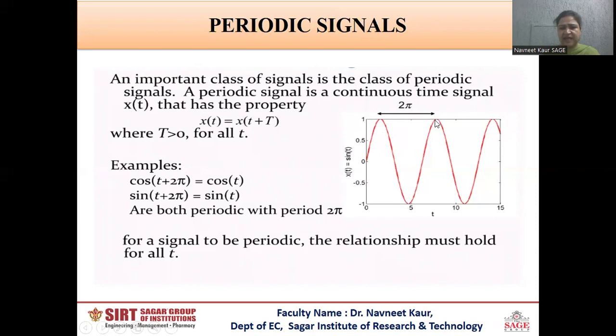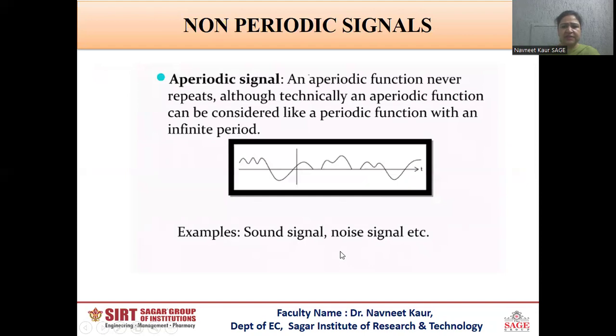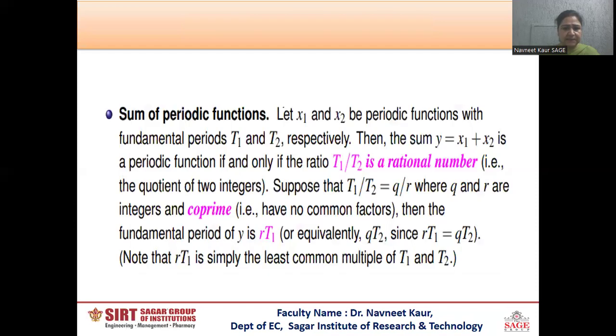Here we can see this is a sine signal. It repeats the fixed pattern from here to here after a period 2 pi. Then again it will repeat this pattern after a period 2 pi. Now, non-periodic signals don't repeat themselves after a specific pattern. They may be considered like a periodic function with an infinite period. That means the pattern can be repeated after infinity. For example, a noise signal, a sound signal, an exponential signal, or a ramp signal, in which the pattern is never repeated.